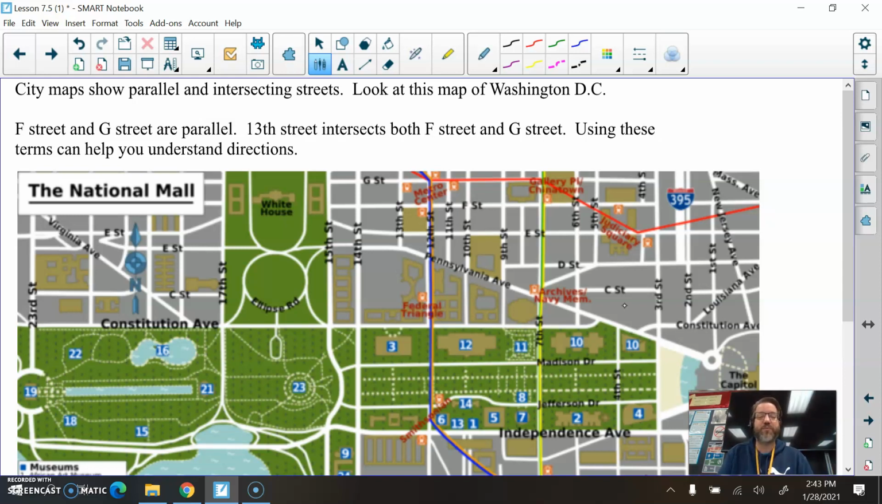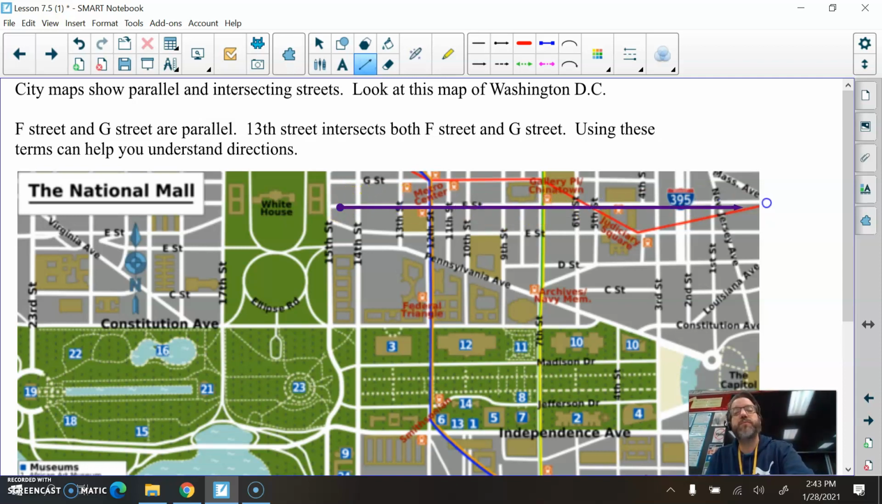than it is, for example, in Red Wing here, where they have to fit all the roads in between all the bluffs. Okay, so F Street and G Street are parallel to each other. I could kind of show that here. F Street is right here. G Street is right here.